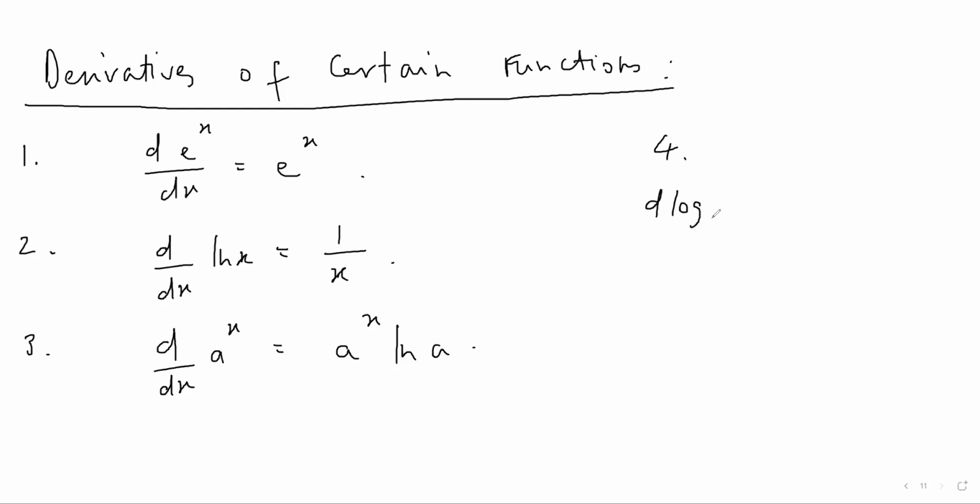And lastly, what is the derivative of log_a x? It's a log with base a. The derivative of this is 1 over x multiplied by ln a. That's the derivative of this general logarithmic function, log_a x. It is equal to 1 over (x ln a).